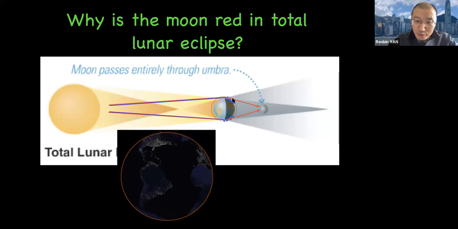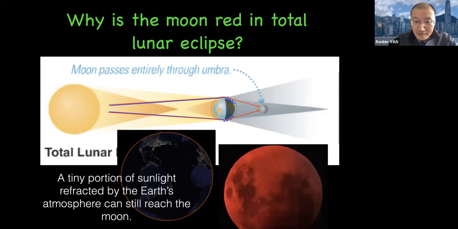And this is also the same reason why the sun looks red during a sunset or sunrise, because during sunrise or sunset, the sun's light has to go through a much larger thickness of the atmosphere. So there's a lot of scattering of blue light. So blue light gets scattered away, and the only thing that is remaining is red light. So that is why sunset always looks red. And so this is also why during a total lunar eclipse, the moon will look red.